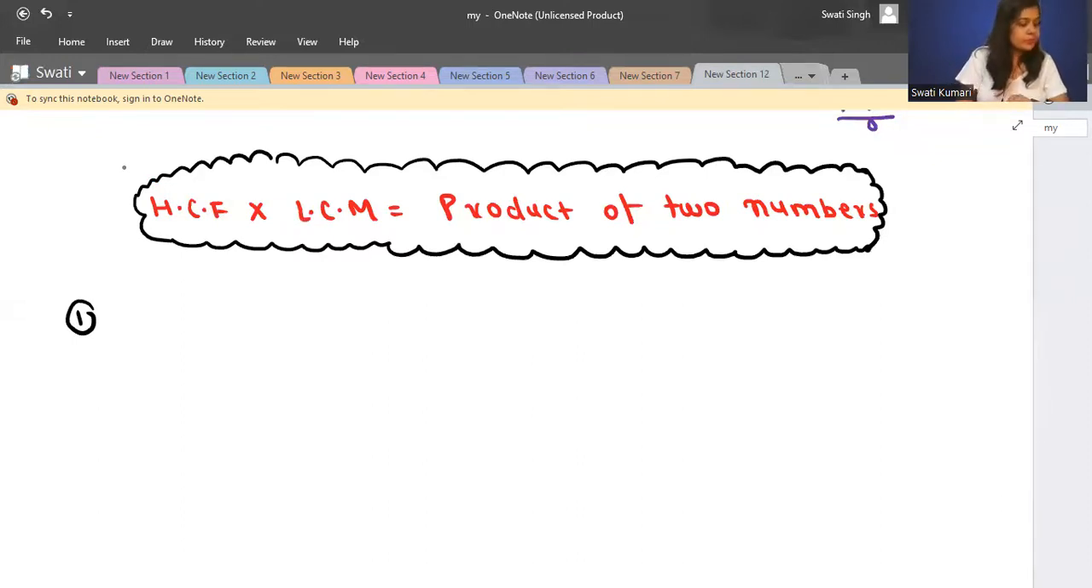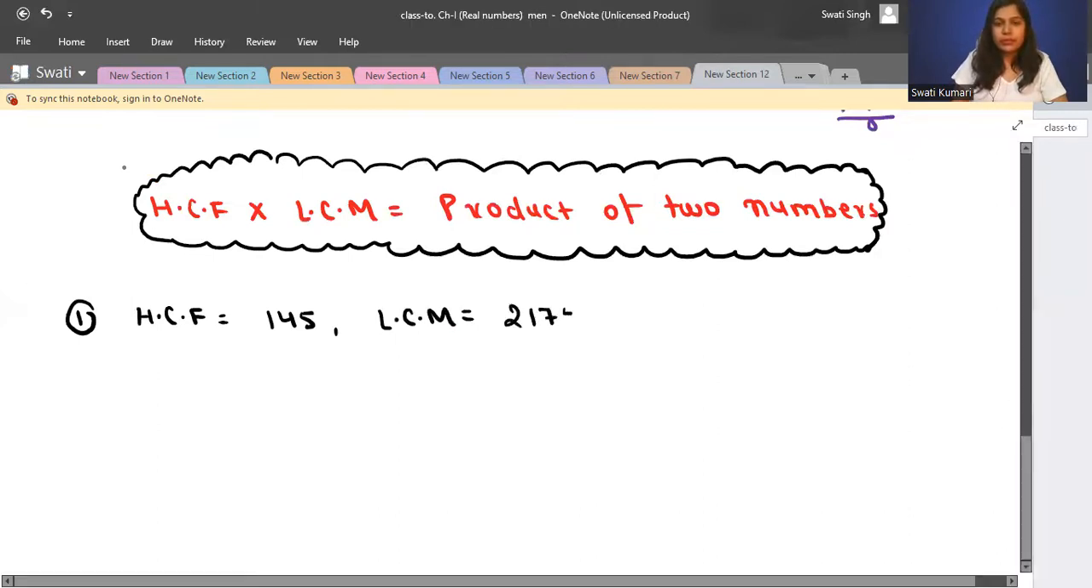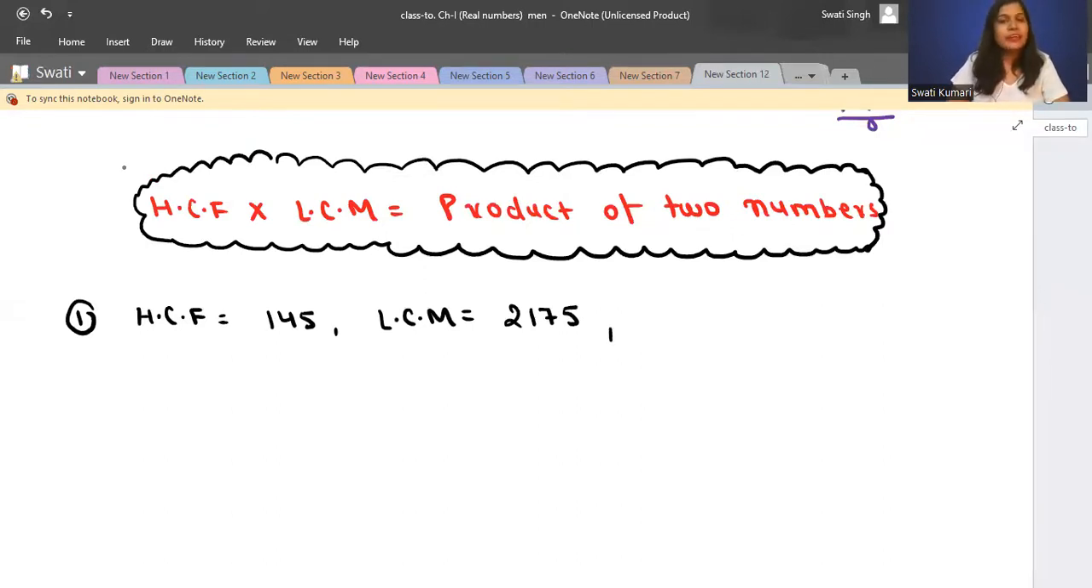So for example, suppose we have a question. The HCF of two numbers is 145. So basically HCF is given, 145. And their LCM is given, 2175. And one of the numbers is given, 725. So let us consider that one number as A. So that number is given, 725. You have to find the other number. Okay, so the question is, find the other number.